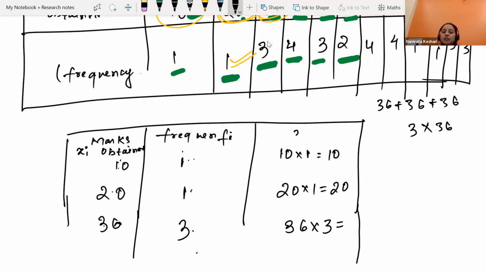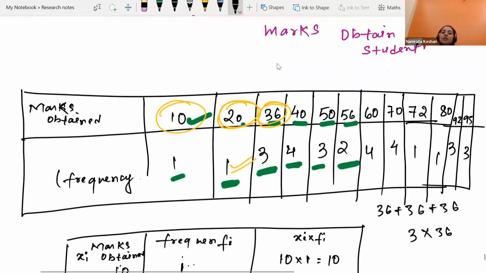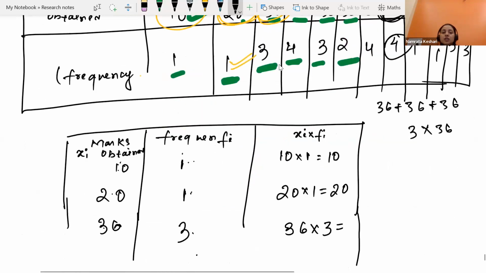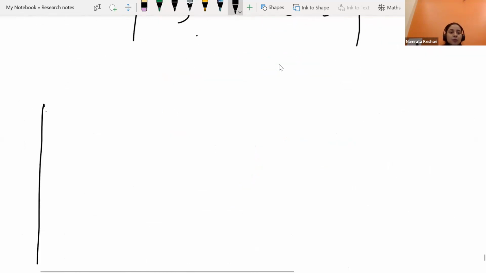Now here what are we finding? We are finding the multiplication between xi and fi. Why are we doing the multiplication? Because rather than adding 70 plus 70 plus 70 plus 70, we can do the multiplication 70 into 4, and we will see this much we are having. All 70s together are giving 280. Similarly, let's do this question by making a proper table.